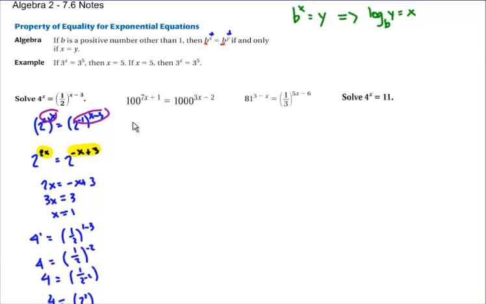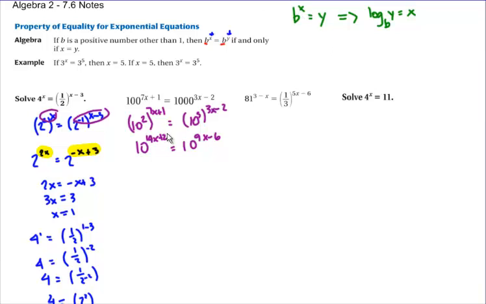The next one, get them down to powers of 10. So we've got 100 here. That's going to be 10 squared. And then his power is going to be 7x plus 1. 1,000 is 10 cubed. So that's going to be 3x minus 2. So again, multiply the outside exponent with all the inside exponents. And you're going to have 10 to the 14x plus 2. And you're going to have 10 to the 9x minus 6.